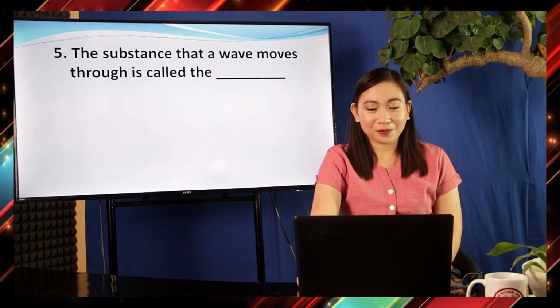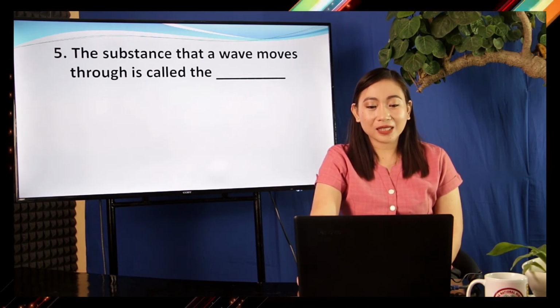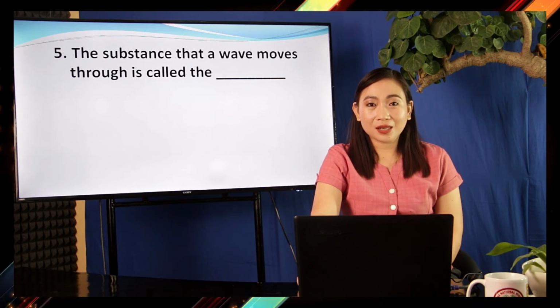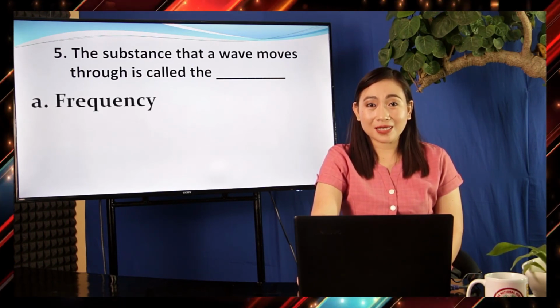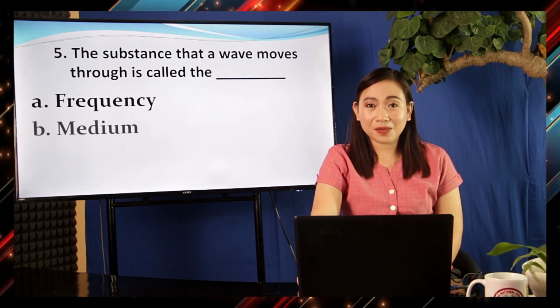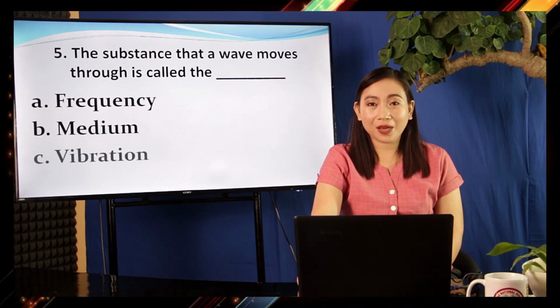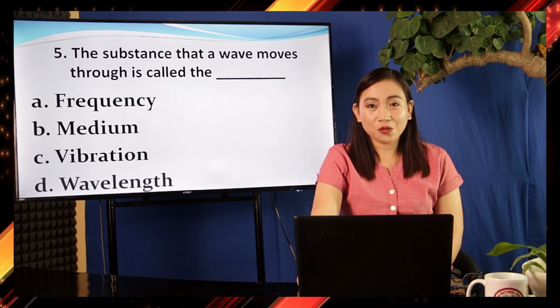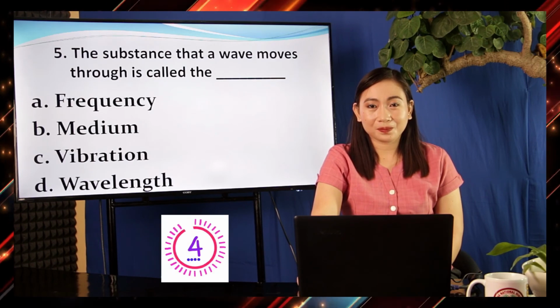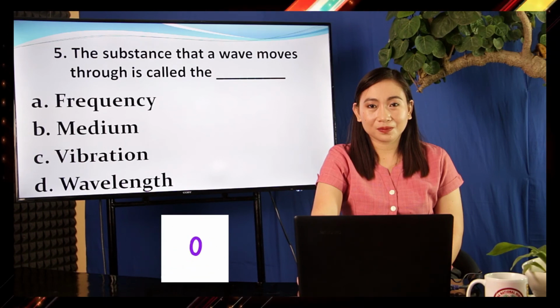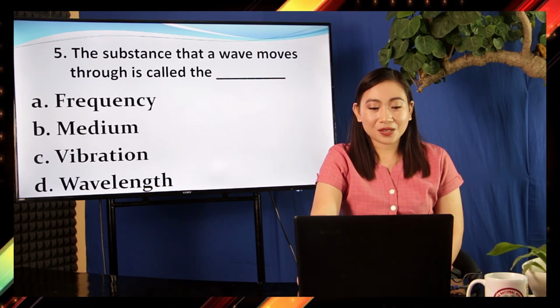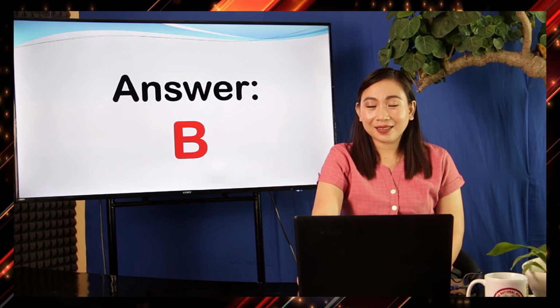Question number 5. The substance that a wave moves through is called the blank. Letter A, frequency. Letter B, medium. Letter C, vibration. Or letter D, wavelength. The correct answer is letter B.